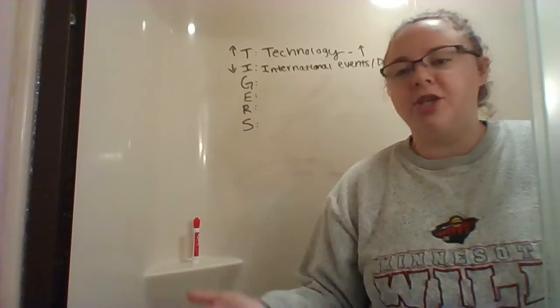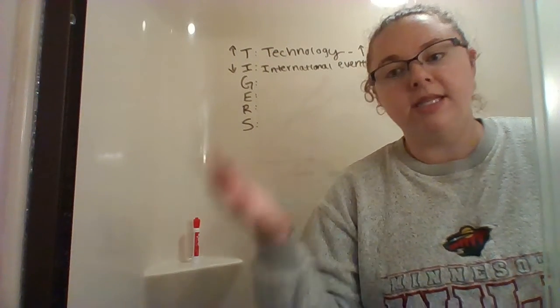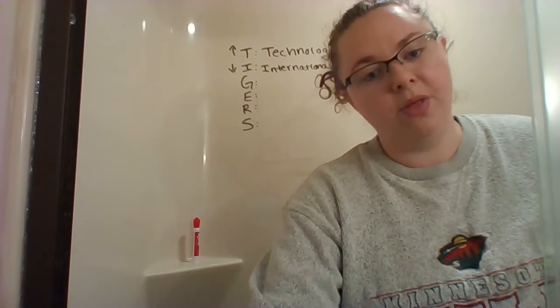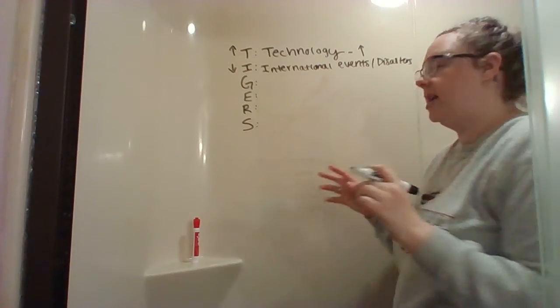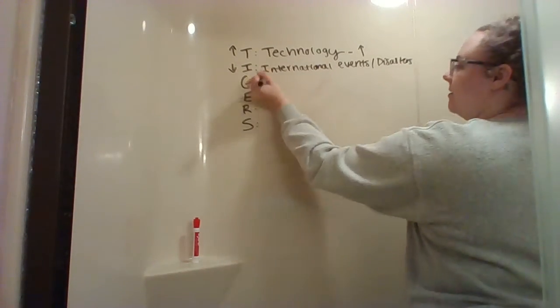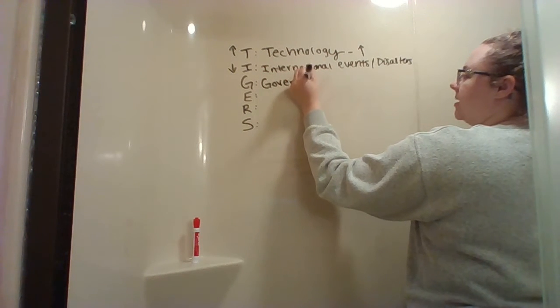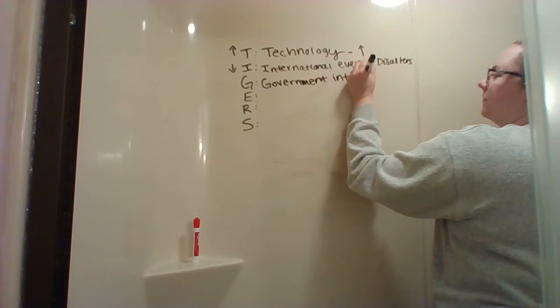A disaster such as war, a revolution, natural disasters, hurricanes, typhoons, tsunamis, earthquakes, and so on and so forth. The next one, G, is government intervention.